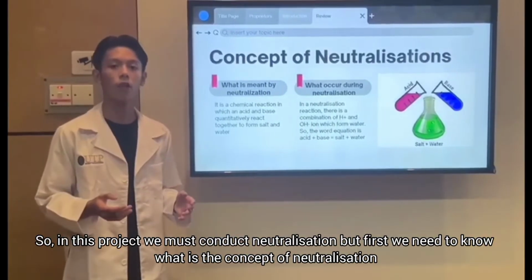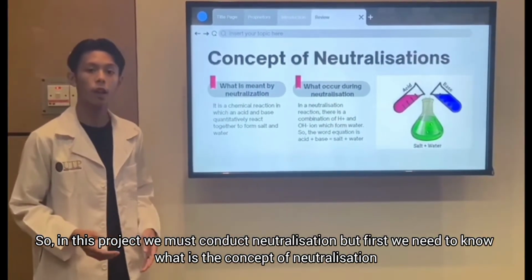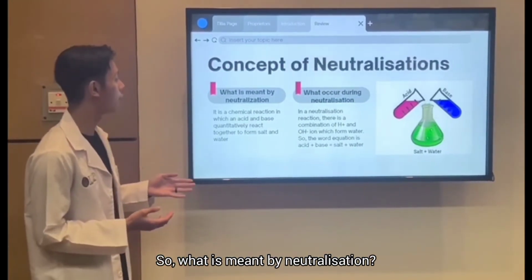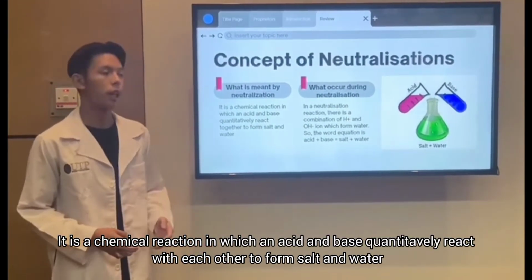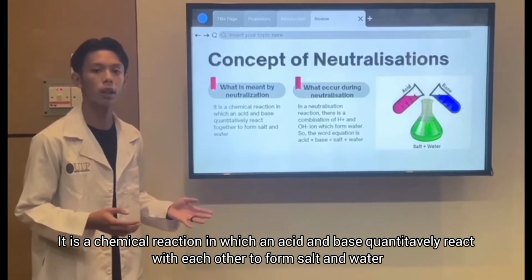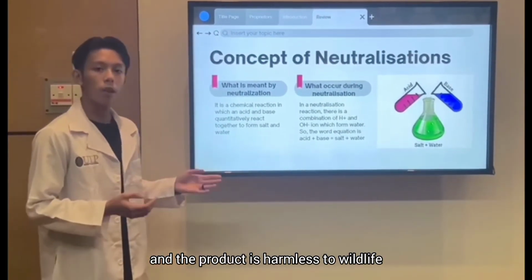So in this project, we must conduct neutralization. But first, we need to know the concept of neutralization. So, what is meant by neutralization? It is a chemical reaction in which an acid and base quantitatively react with each other to form salt and water. And the product is harmless to wildlife.